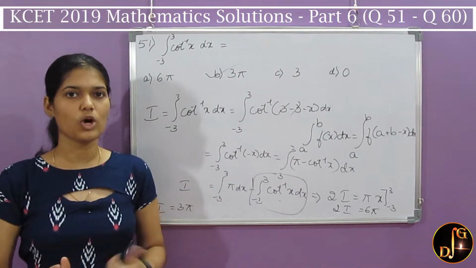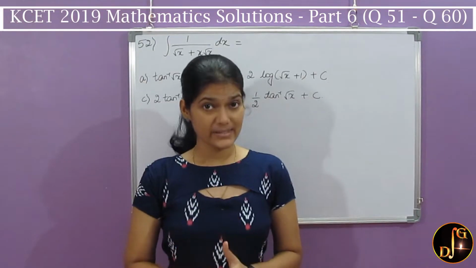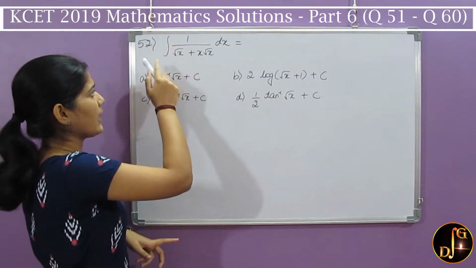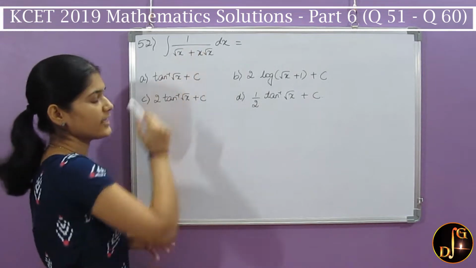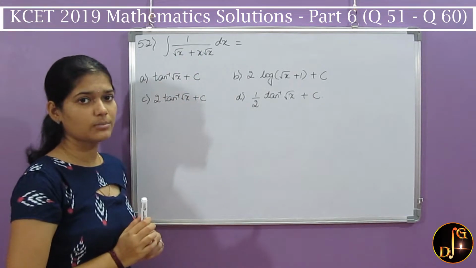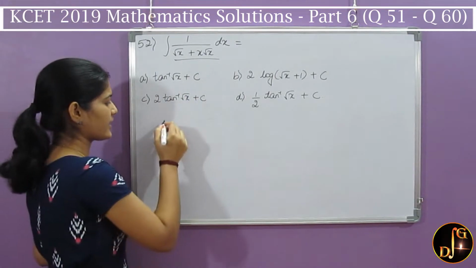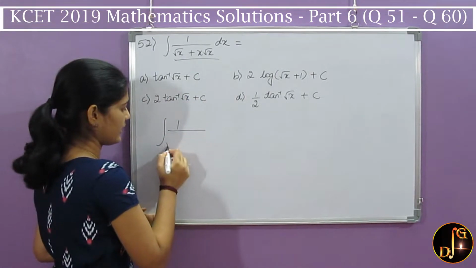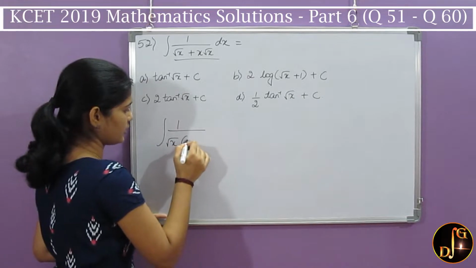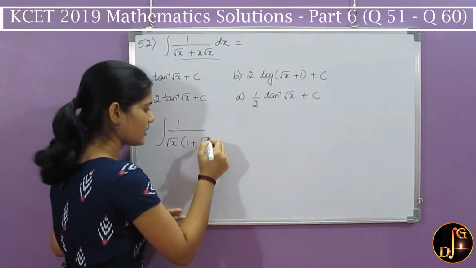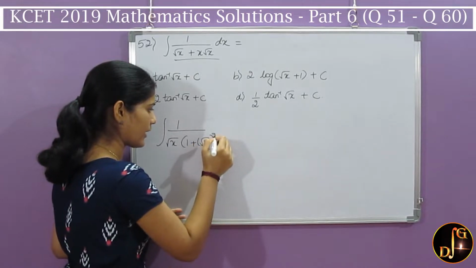Now let's move on to the next problem. In this problem, they have asked us to find the integration of 1 by root x plus x root x dx. How to solve this problem? We have root x common here, right? Let's take it common. Then we will get 1 by root x into 1 plus x. x can be written as root x whole square, right?